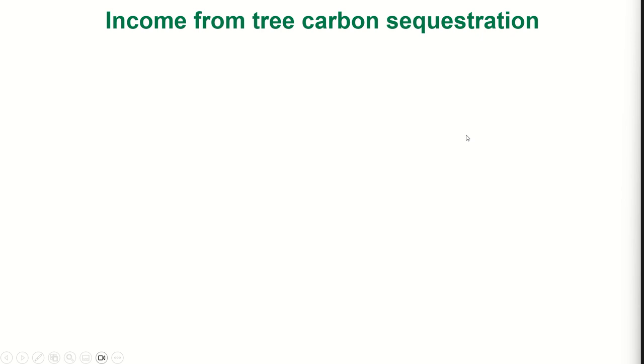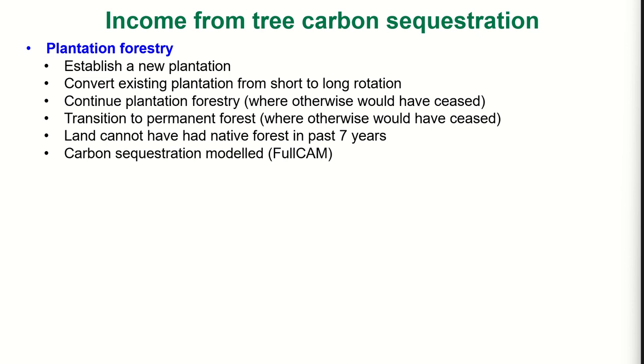So what actual methods do we have in the ACCU scheme in Australia for paying landholders for sequestering carbon in trees? A popular one is plantation forestry. Now you can establish a new plantation specifically for the ACCU scheme there, or you can convert an existing plantation from short to long rotation. You have to estimate carbon sequestered using the model called FullCam. And like any carbon market, there's a bunch of eligibility rules. And so one of those rules is the land that you're doing it on can't have been a native forest in the last 7 years.